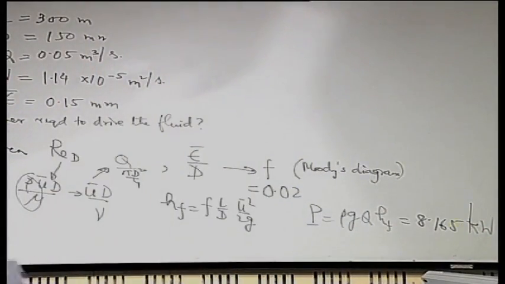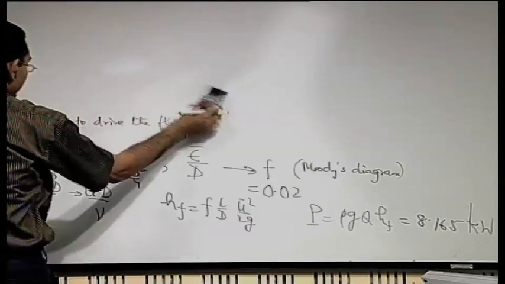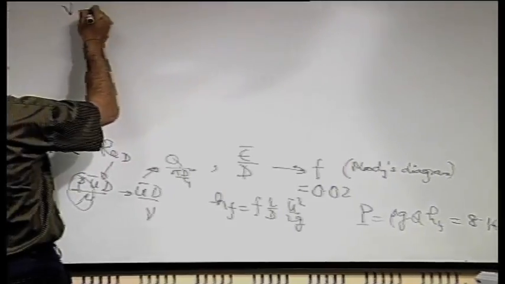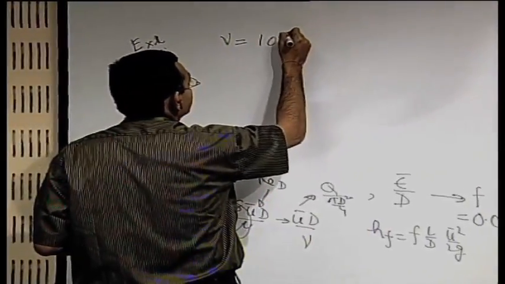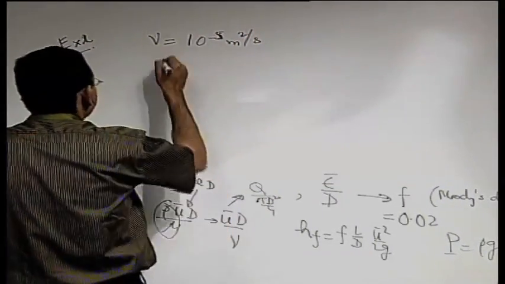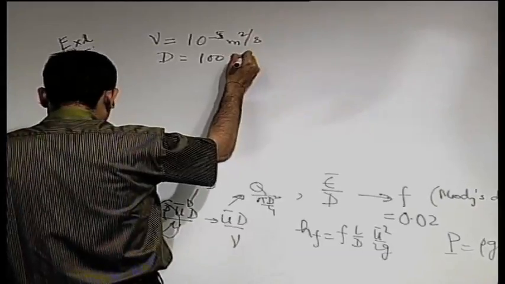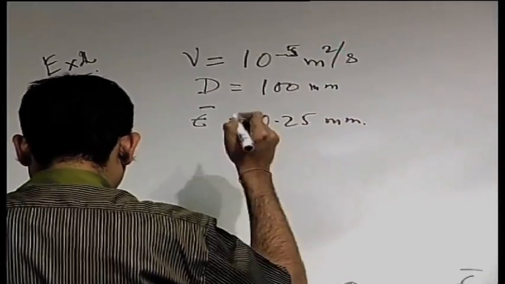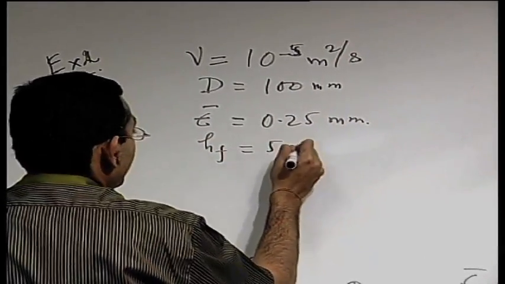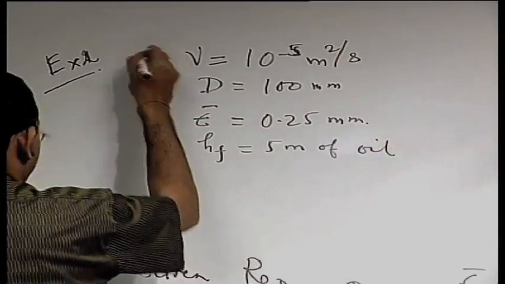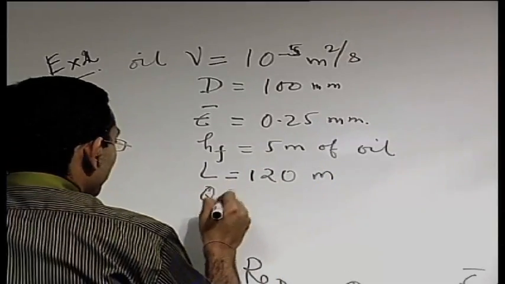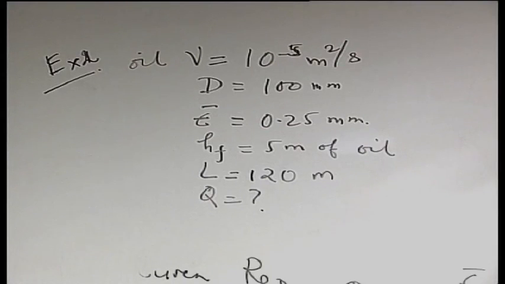Let us look into a second example. In this example you have the kinematic viscosity 10 to the power minus 5 meter square per second, the diameter of the pipe 100 millimeter, average roughness is 0.25 millimeter, the head loss is given as 5 meter of oil, this is the oil which is flowing, the length is 120 meter, and the question is what is the flow rate.